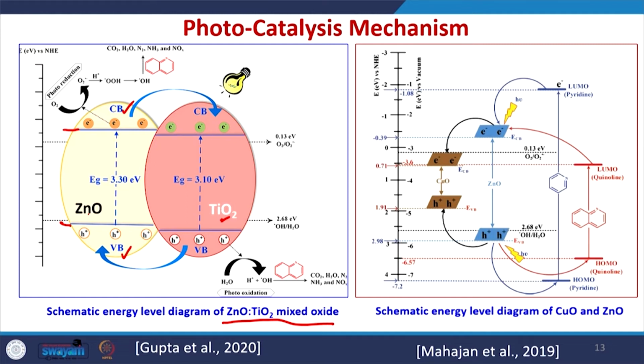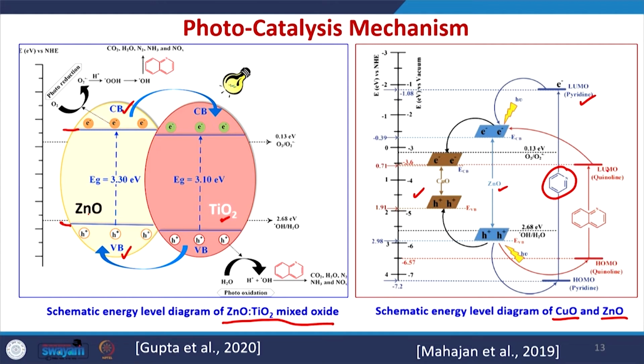Similarly, here we have another condition for copper oxide and zinc oxide. For copper oxide the band gap levels are shown, for zinc oxide the band gap levels are shown, and for pyridine and similarly for quinoline their LUMO and HOMO levels are shown.